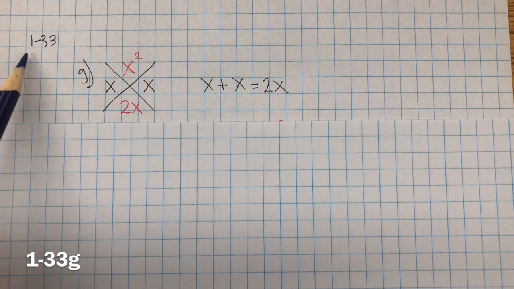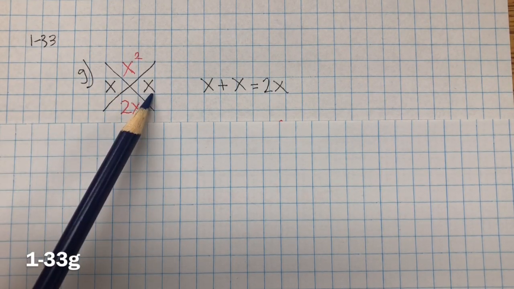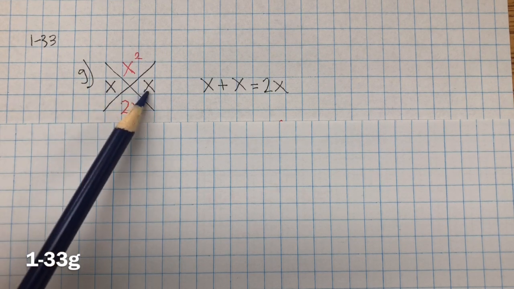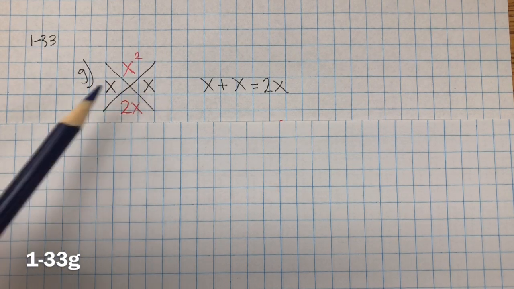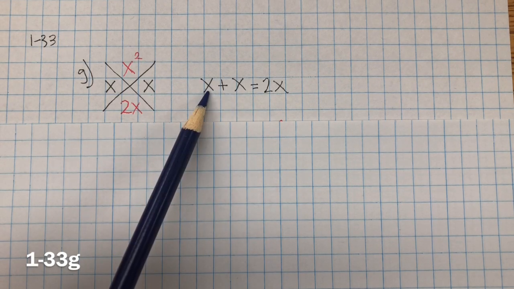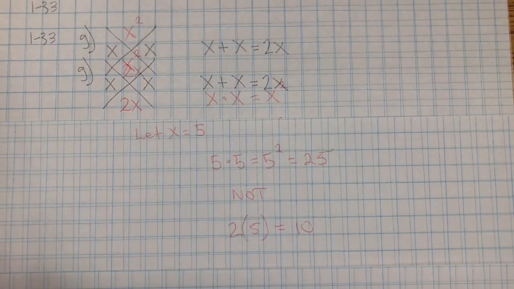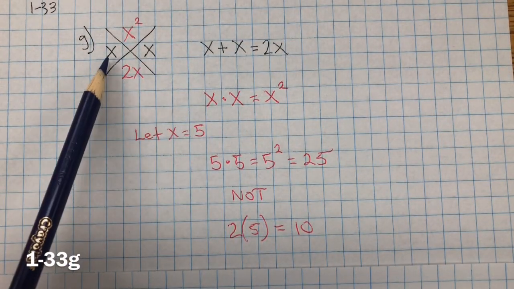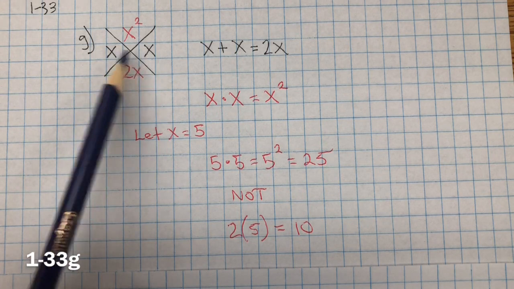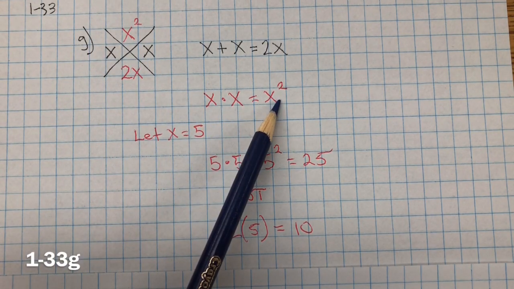For 133G, we just have two variables, x and x. So the sum of x and x equals 2x. And it looks like here. We have an x plus an x, you have a total of 2 x's. But when you're multiplying variables with the same base, x multiplied by x, you get x squared.